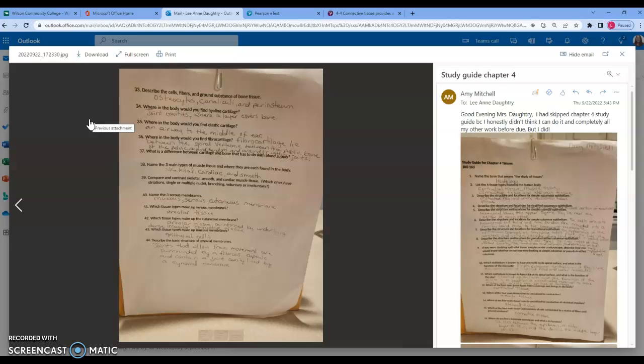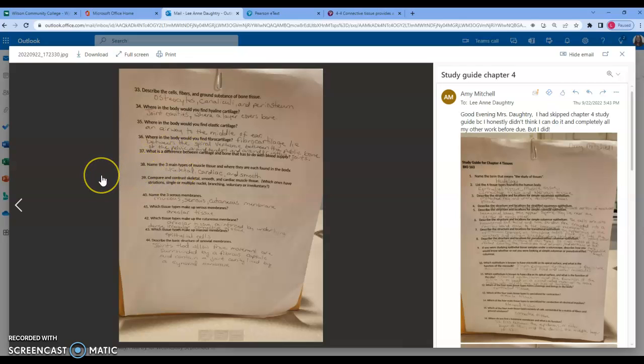Where in the body would you find elastic? The ear, yep. Where in the body would you find fibrocartilage? The spinal disc between the vertebrae, you got that. The pubic symphysis between the pubic bone, you got it. The difference between cartilage and bone that has to do with blood supply. Cartilage is avascular. It doesn't have a blood supply.